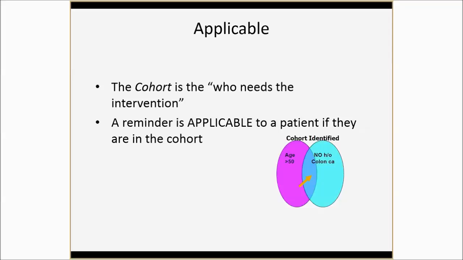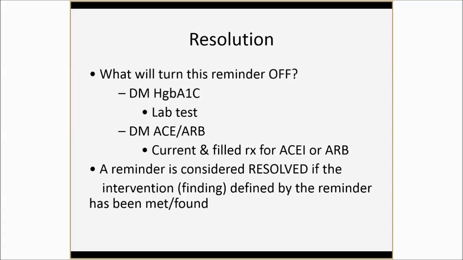The cohort logic is who needs the intervention, so it's usually what turns it on. A reminder is applicable to a patient if they are in the cohort. In the example here, I have 50-year-olds with no history of cancer. So it's going to be applicable for any patient that's over 50 and has no history of cancer. What turns it off? So that's the resolution logic.